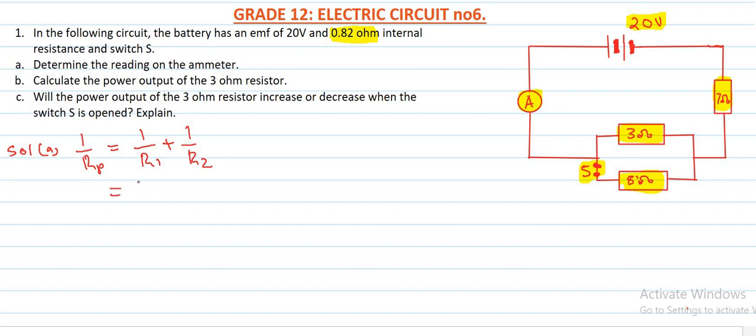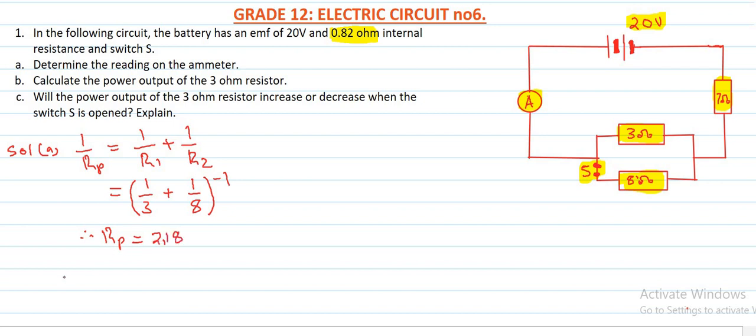This will be equal to, let's say R1 is the 3 ohm resistor, 1 over 3 plus 1 over 8. Therefore, R parallel will be given by, you punch on your calculator, open brackets, 1 over 3 plus 1 over 8, close brackets, all to the exponent of -1. And your answer will be, total resistance in parallel will be 2.18.